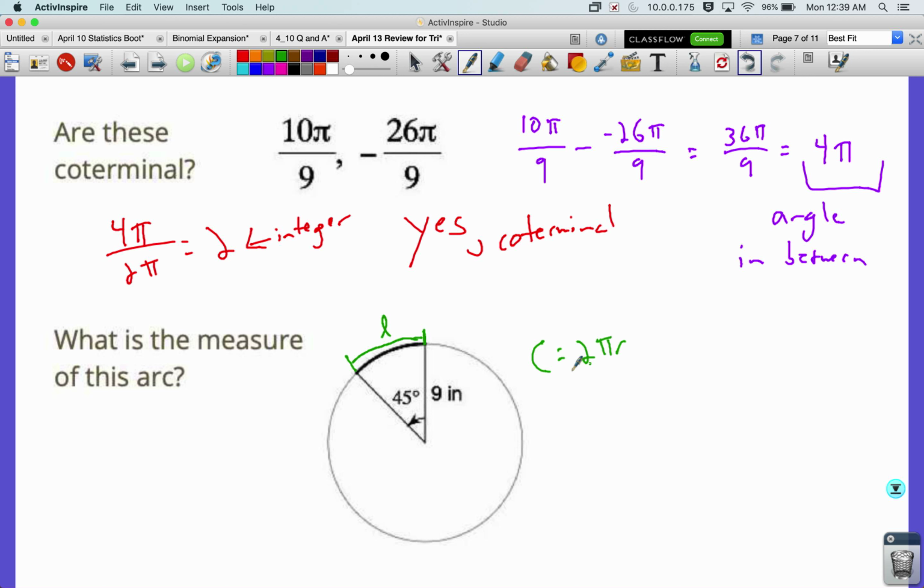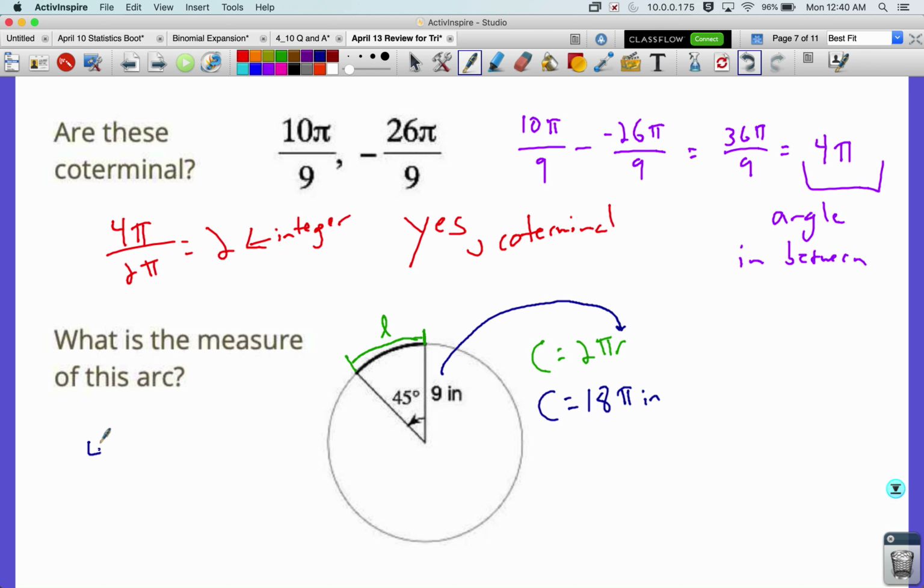So circumference equals 2 pi r. Another good one to memorize. Comes up a lot. It's not too hard. So circumference equals 2 pi r. This is our radius. This is going in for the r. So the circumference here equals 18 pi inches. So that's the whole way around, but we only went 45 degrees of the way around. So what fraction of a whole circle is that?